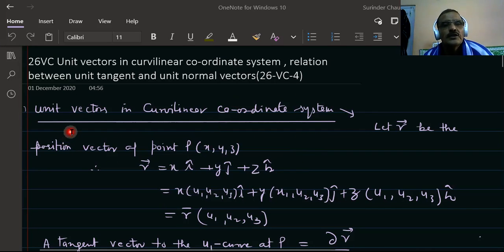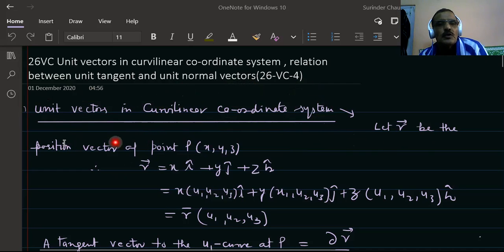Now in this lecture, we will discuss the unit vectors in the curvilinear direction, what they are, and the relation between unit tangential vectors and unit normal vectors in curvilinear coordinates. Unit vectors in a curvilinear coordinate system.